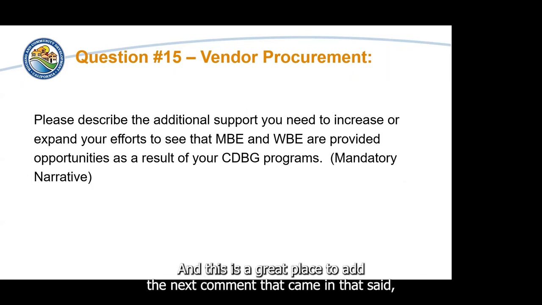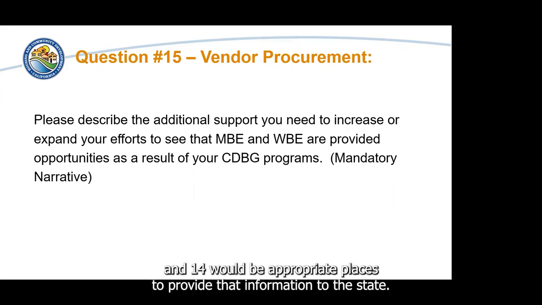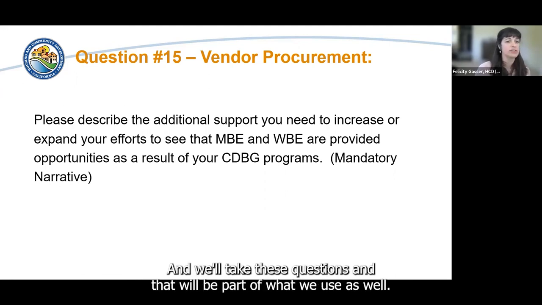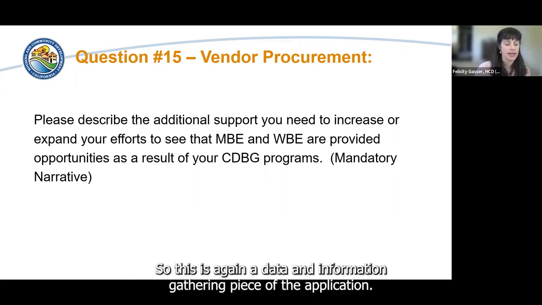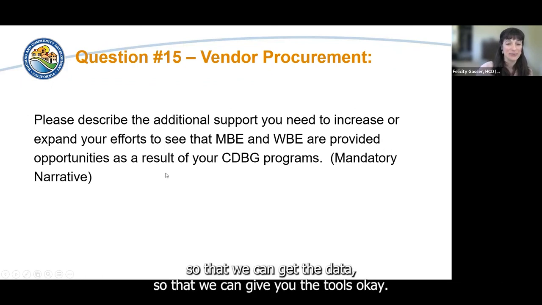And this is a great place to add the next comment that came in, which said, when writing our barriers, should we address all the steps that you have listed that we cannot achieve? For example, splitting work into separate tasks is not something that we are allowed to do with our financial department due to their regulations. I think either the narrative in 15 or the previous narrative in 14 would be appropriate places to provide that information to the state. Absolutely. Thanks for all these really good questions. We'll take these questions, and that'll be part of what we use for our trainings. This is an information gathering piece of the application, and we're taking you as a captive audience who's required to complete all of this so that we can get the data, so that we can give you the tools.